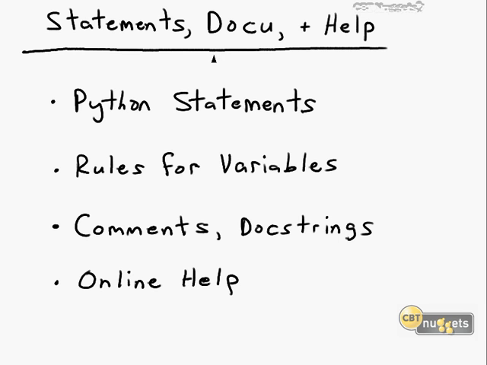Speaking of which, the Wikipedia definition of syntax in the context of programming languages is that the syntax of a programming language is the set of rules that define the combinations of symbols that are considered to be correctly structured programs in that language. A related term to syntax that you'll often see in programming literature is a term called lexical grammar.